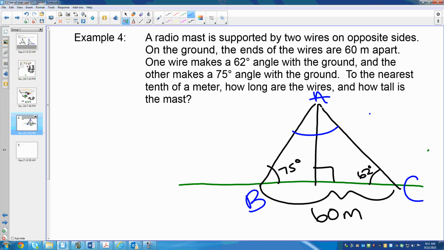Okay? Now, how do we solve for that angle A? 180 minus 75, that's 105, minus 62, that's what, 43? Okay. 43 degrees, that's the smallest angle, so that tells me this is the smallest side. So that tells me when I'm solving, the lengths of the wires are going to be longer than 60, right? To the nearest tenth of the meter, how long are the wires? So how can we solve for the wire lengths now?